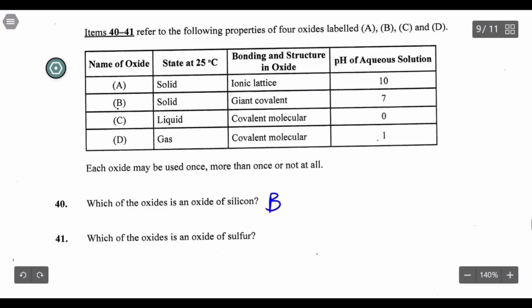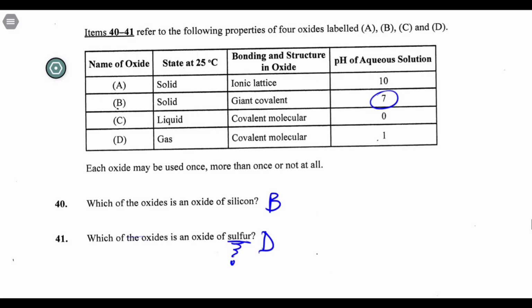Yes, giant covalent. And there we go with the pH. Now the oxide of sulfur would most likely be sulfur dioxide, and that's a gas. And seeing that there's only one gas, it's D. And the gas is also acidic. Yup. And it's a covalent molecular structure.